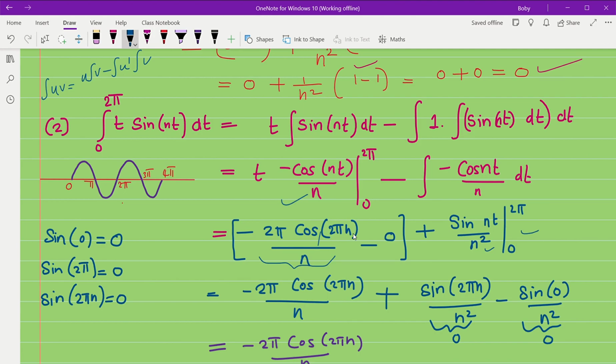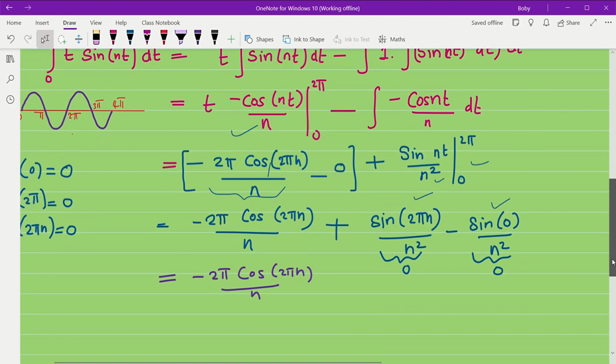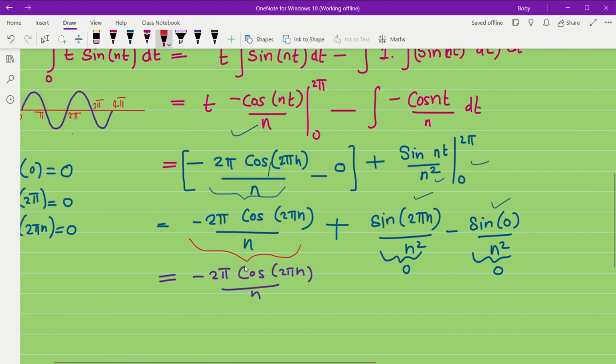So what about the second part? Applying the upper limit, we get sin 2 pi n. Just like I told you earlier, sin 2 pi n is equal to 0. Applying the lower limit, t gives sin 0, which is again equal to 0. So 0 minus 0 is equal to 0. So what remains here is only this part: minus 2 pi cos 2 pi n by n is the answer.